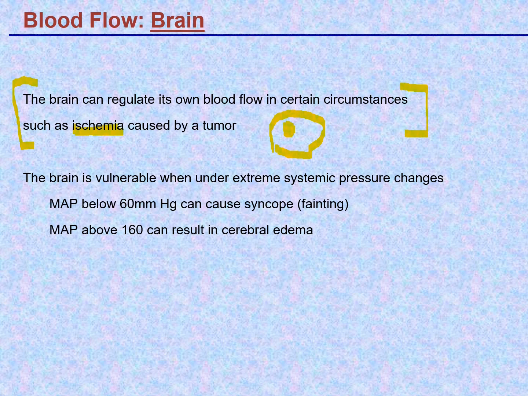The main thing to realize is that the brain is particularly vulnerable to extremes in overall systemic blood pressure. When there are changes that are extreme, one of the very first things is you faint. So if your mean arterial pressure drops below 60, boom, you have fainting, which is properly called syncope. If mean arterial pressure goes above 160, that can start resulting in movement of blood fluids out of the circulation into the brain tissue itself, and you get swelling or edema, cerebral edema, and that can cause problems.